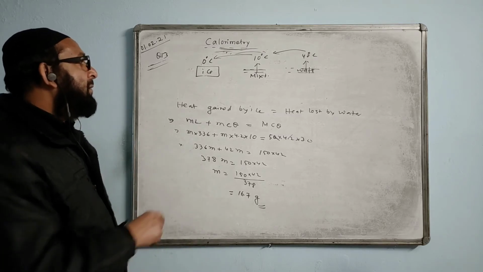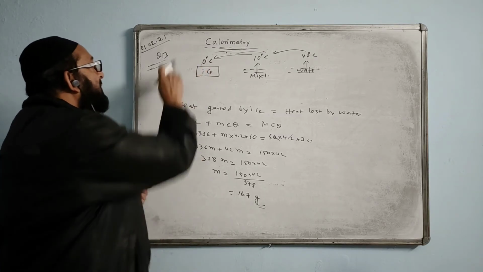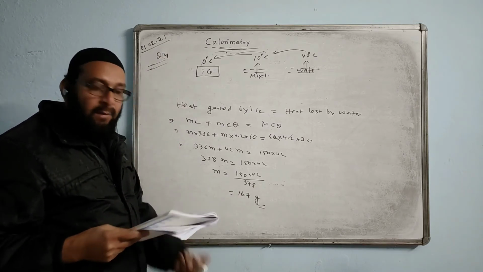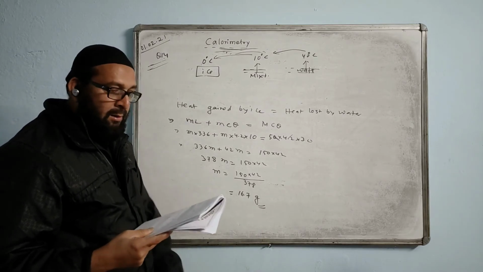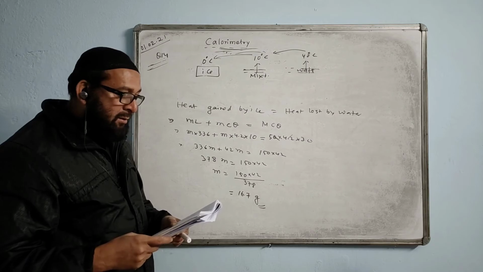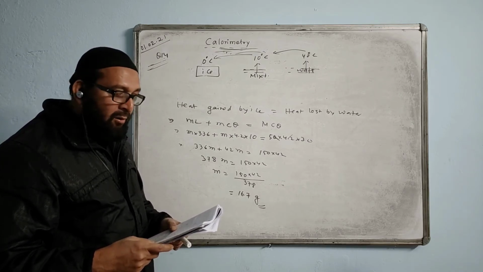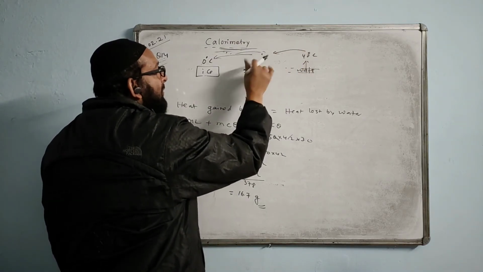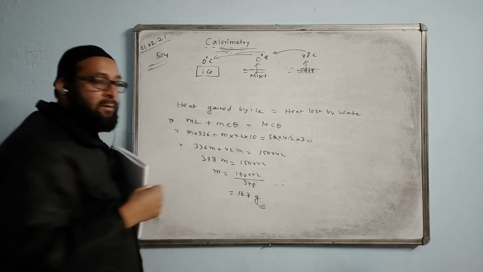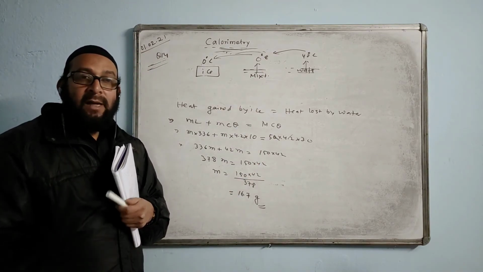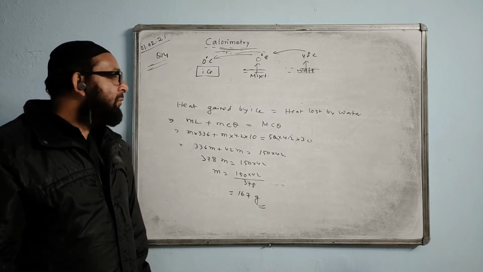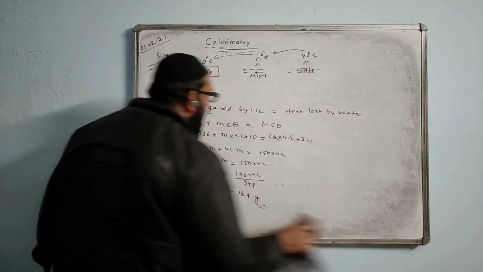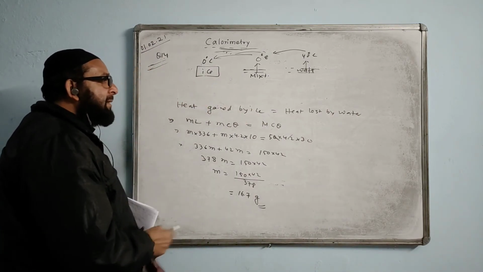Now if the question says, the same type of question, number 14: the temperature of 300 gram of water at 40 degrees Celsius is lowered to 0 degrees Celsius by adding ice to it. Find the mass of ice added. After adding ice to water, the temperature of the mixture becomes 0 degrees. You have to find the mass of the ice needed. How will you do it? Heat gained by ice is equal to heat lost by water. What kind of heat is gained by ice?